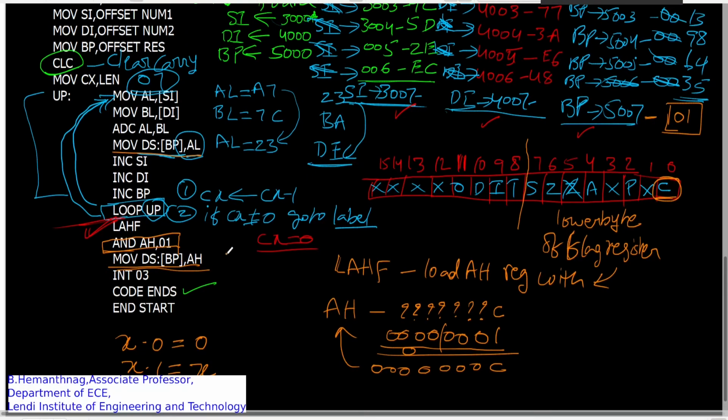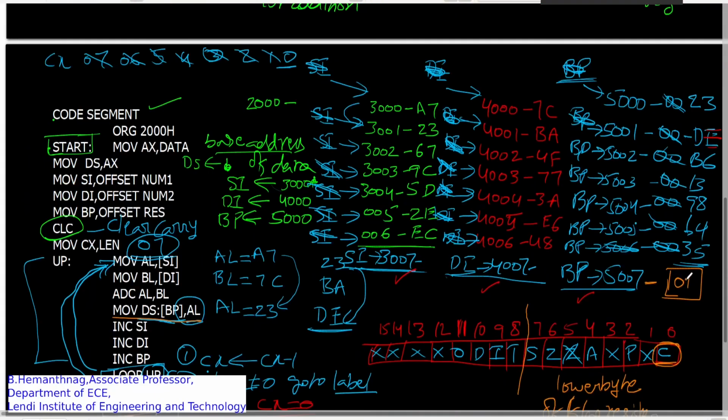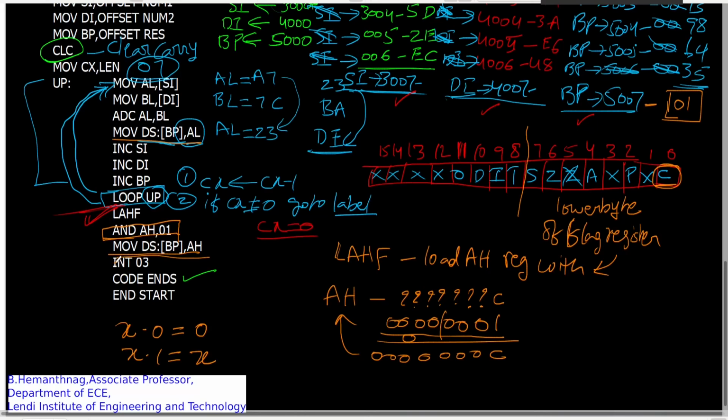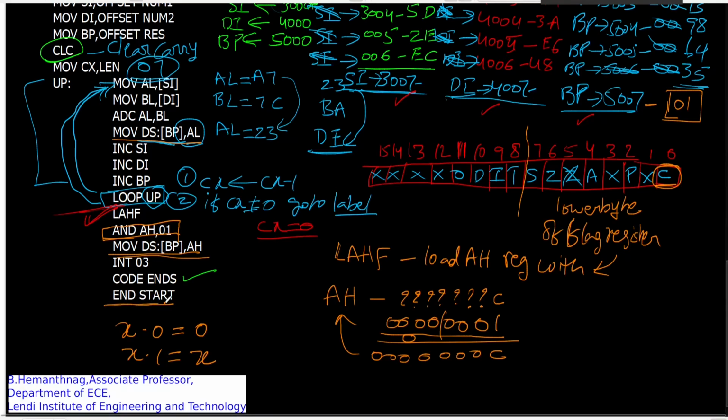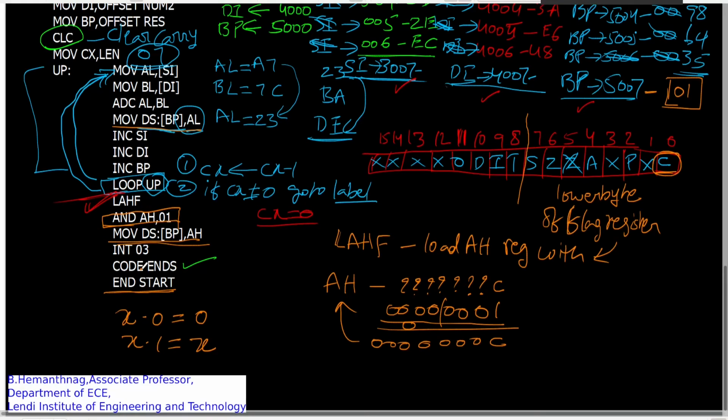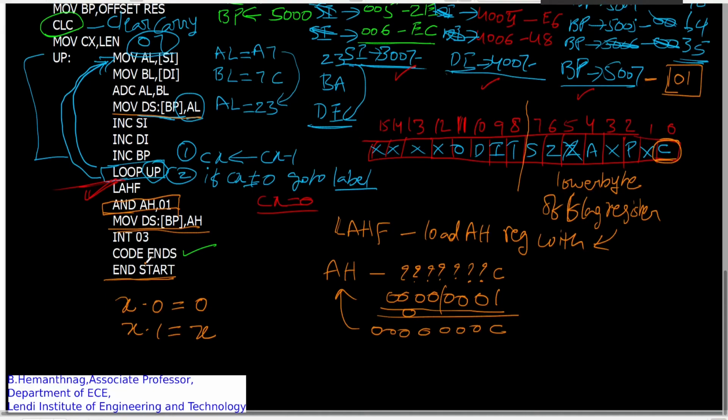Finally, once we have every memory location consisting of the result, that is from 5000 to 5007, I will end the program using the breakpoint interrupt INT 03, and declaring the code segment to end, and the code to end in the last statement, END START. So this is how this program works.